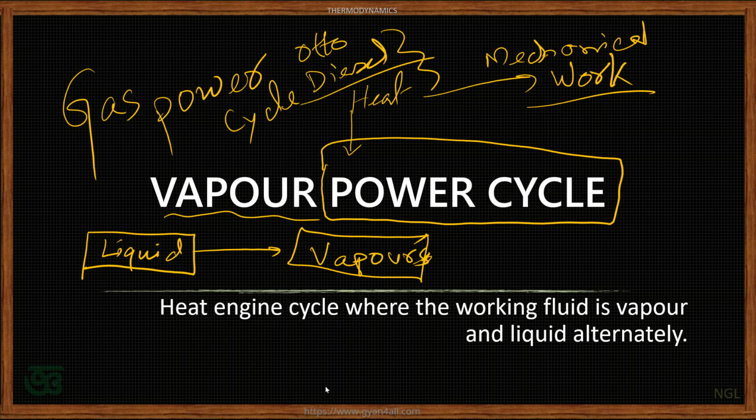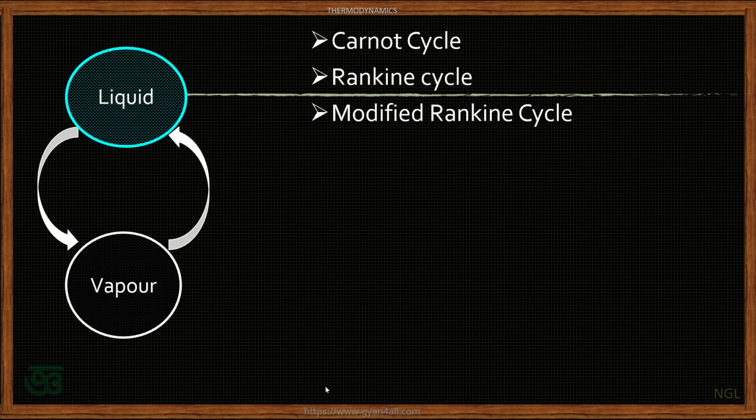Basically, a vapor power cycle is also a heat engine cycle where the working fluid is alternately vapor and liquid. There are many vapor power cycles including the Carnot cycle, but the Carnot cycle is not a practical cycle, so we will not discuss it in this video. We shall discuss the Rankine cycle, and also the modified Rankine cycle in our next video.